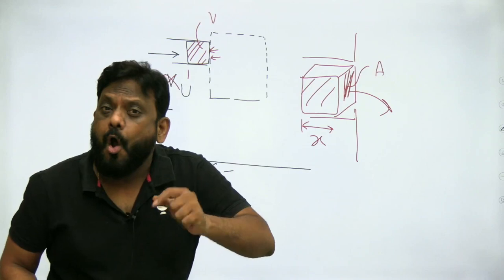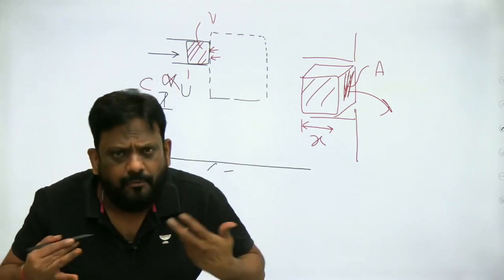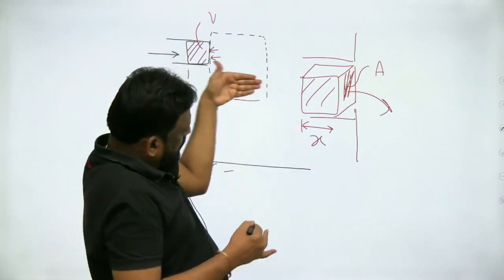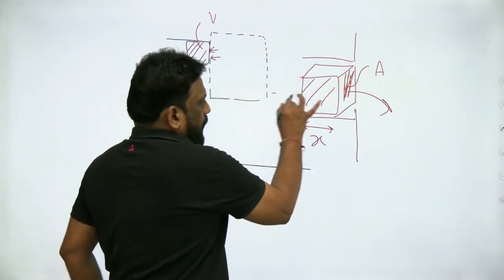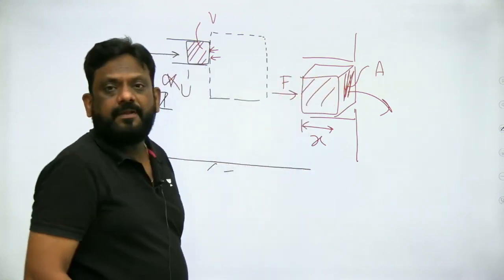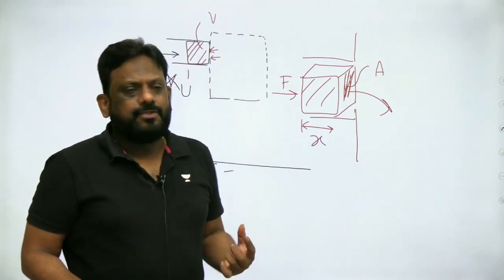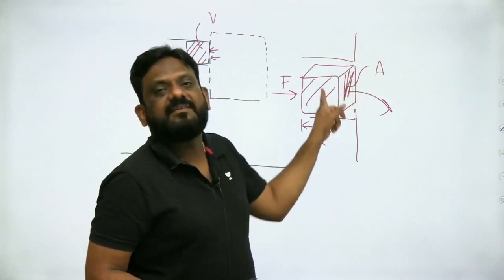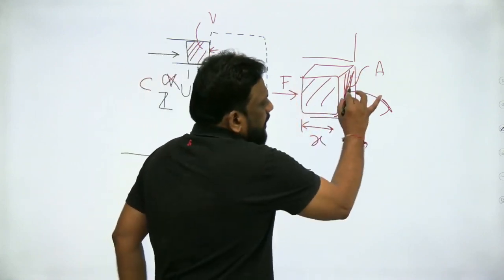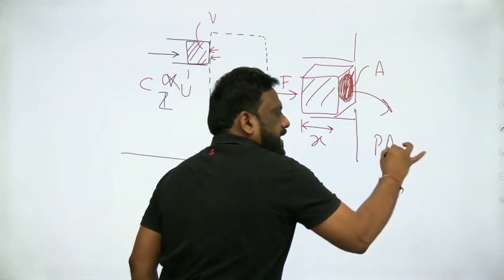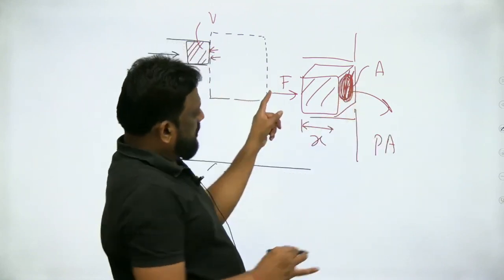And let us see how much work is done. Definitely you have to do work, because what is work? Force into distance in the same direction. So some work is to be done. So therefore now I am applying F. If there is no acceleration, what is the force required? Whatever is the resistance. So let the pressure be P, and the force is pressure into area. So this is F.